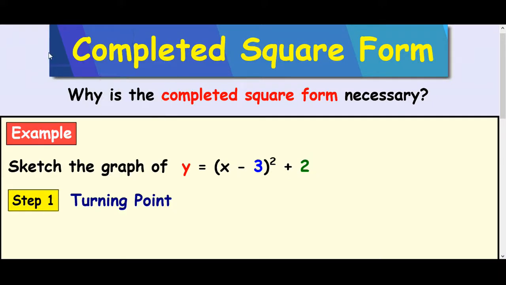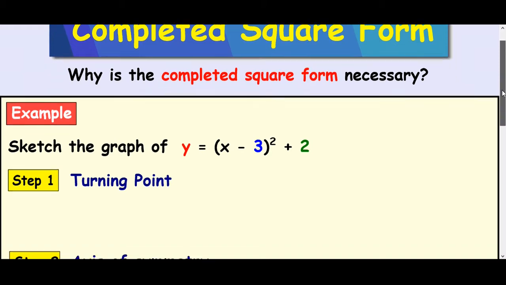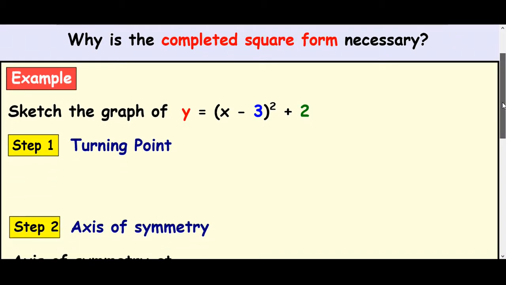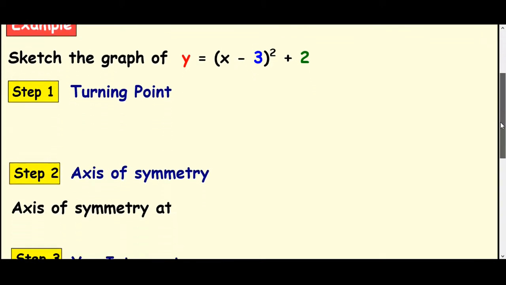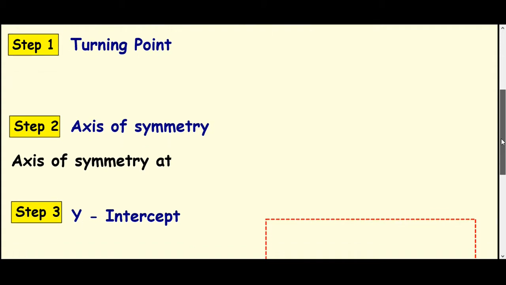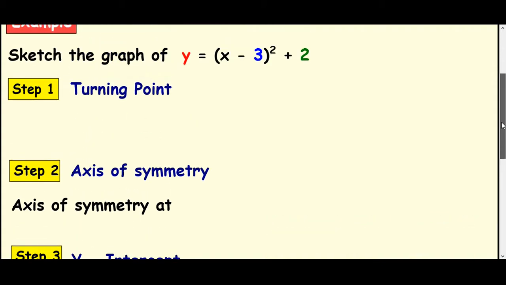In this lesson, we're going to look at sketching the graph of a quadratic in completed square form. Last time you did this, you had to factorise and then find the minimum turning point by finding the midway point. A wee bit longer than this version. So in this version, step 1, find the turning point, which is quite easy and quite quick. We're going to then draw an axis of symmetry and find the y-intercept. So this is a much quicker version.